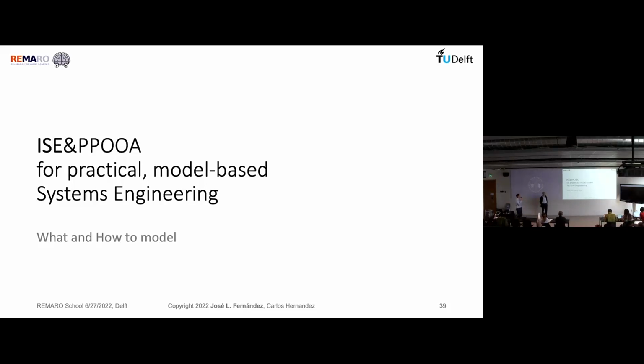Now we are going to continue with the practical aspects of the method, what and how to model using the ISE and PPOA methodology. José Luis. Okay, thank you, Carlos.